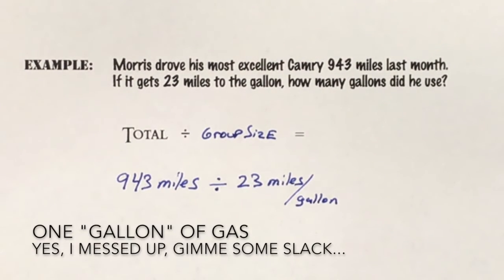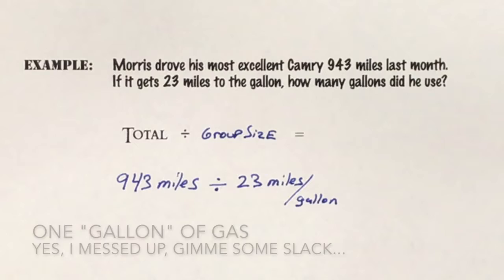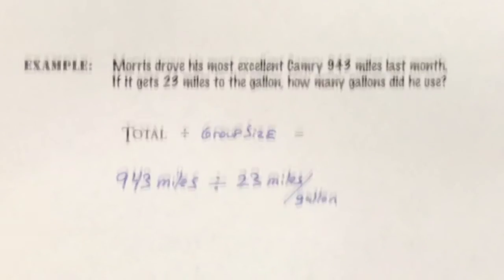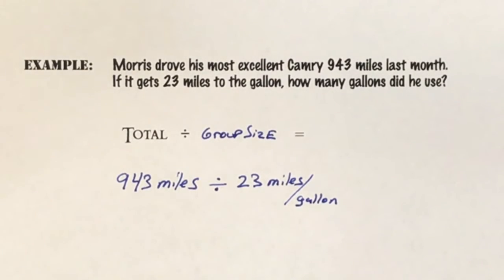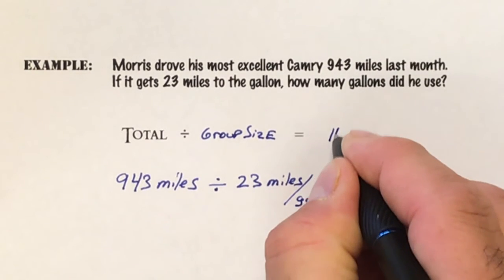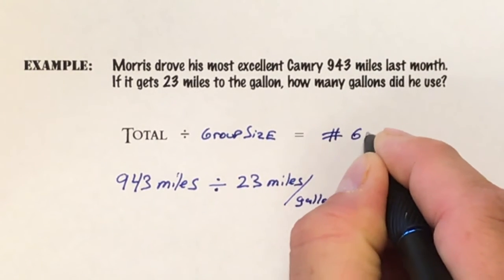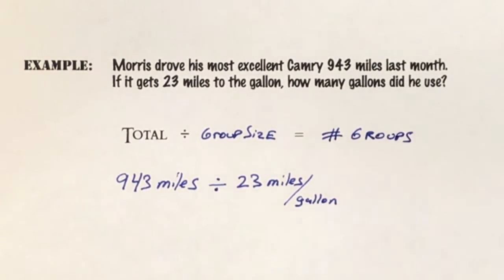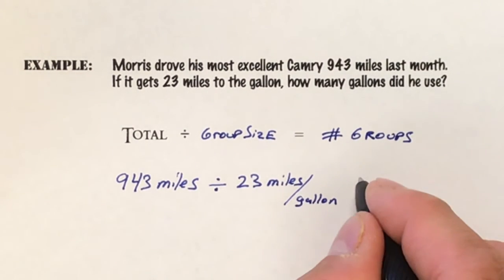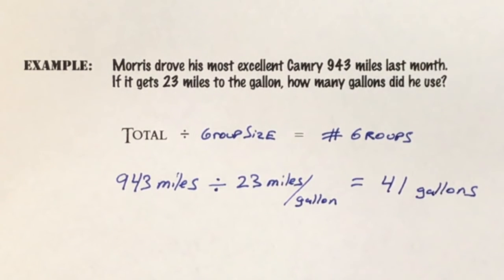Okay, so 943 divided by 23. You're not going to do that on paper? No way, I don't have time for that. 41. Number of groups. In other words, number of gallons, right? 41 gallons of gas. That's one example.